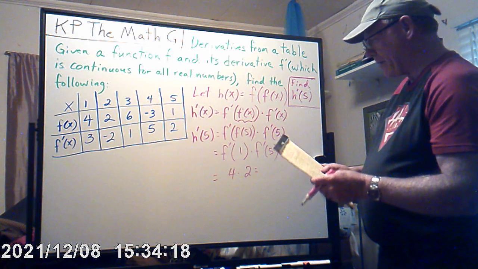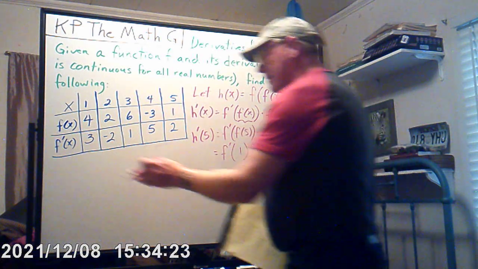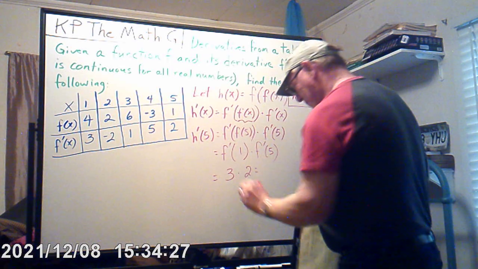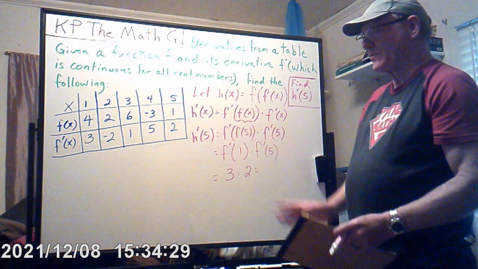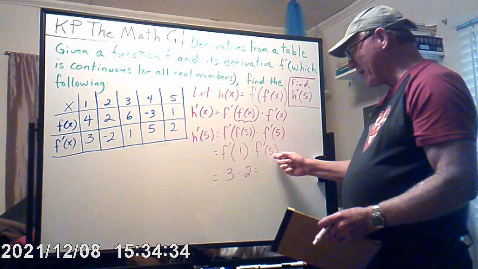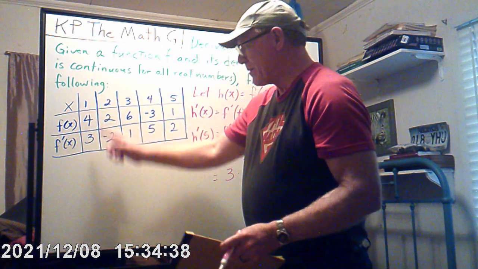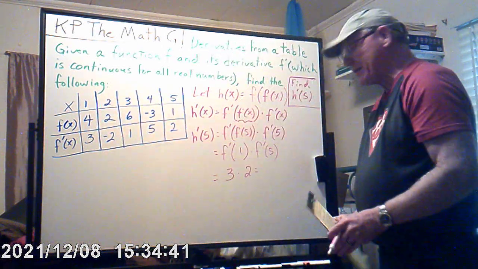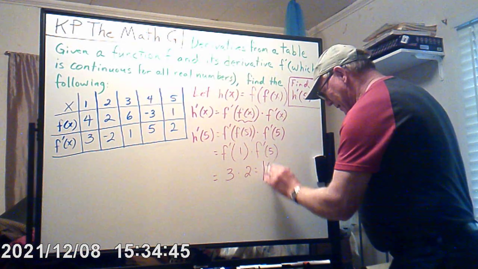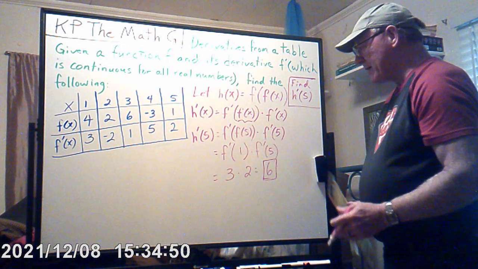So f prime at 1 is not 4. F prime at 1 is 3. It's an easy mistake to make. I did f at 1 times f prime at 5. F prime at 1 is 3. There we go. Easy mistake to make. Instead of getting 8, we should be getting 6. And I knew when I saw that, I said, that doesn't look right. So there we go.